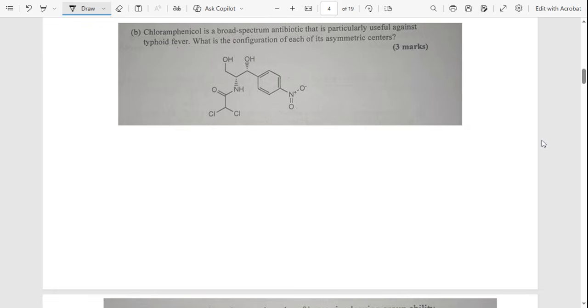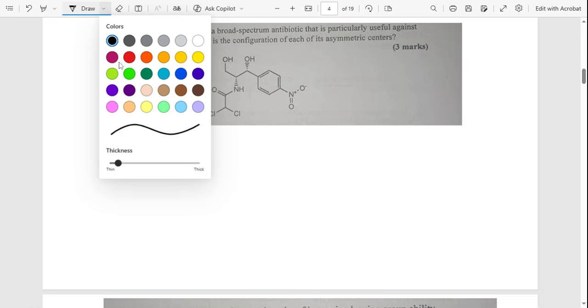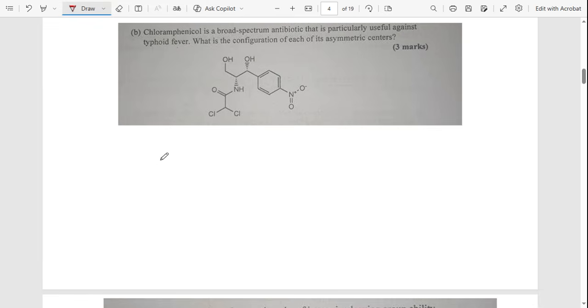The next question: chloramphenicol is a broad spectrum antibiotic that is particularly useful against typhoid fever. What is the configuration of its asymmetric centers? So the first thing is you need to know which ones are the asymmetric centers. For the asymmetric centers, you have got this one here, that carbon, and then you have got also this carbon. Let me start with the first carbon.